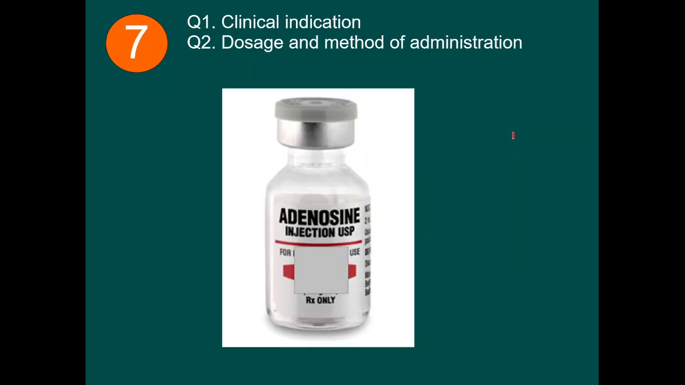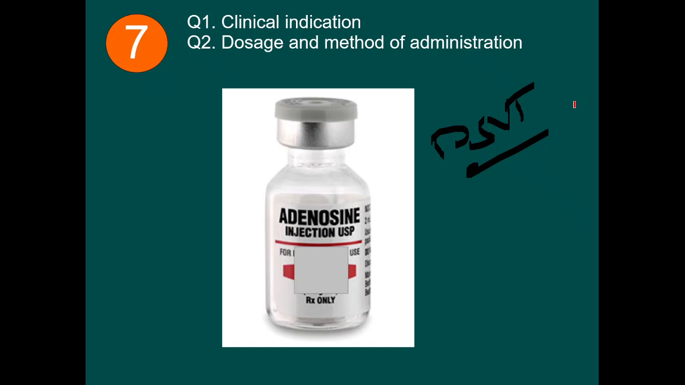This is question number 7. Adenosine, which is being used for PSVT, paroxysmal supraventricular tachycardia. Dosage and method of administration. In casualty, you might have used this drug multiple times for PSVT. How to give, which vein?